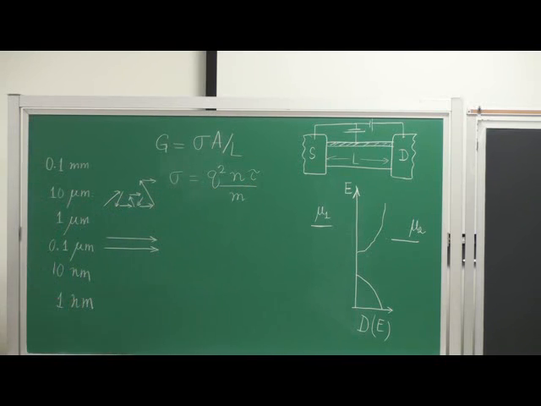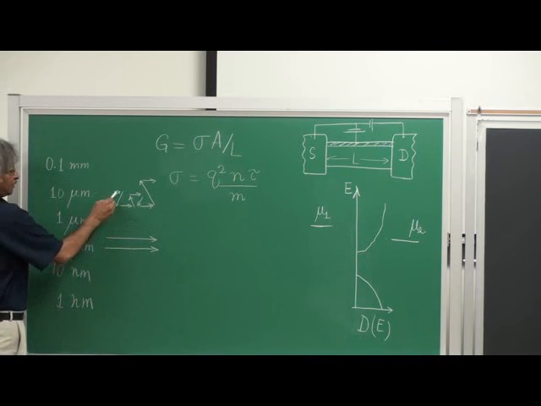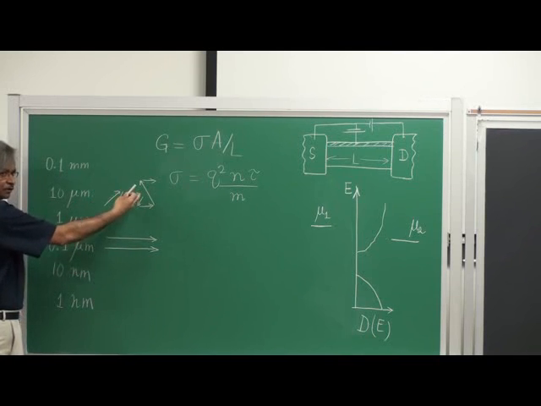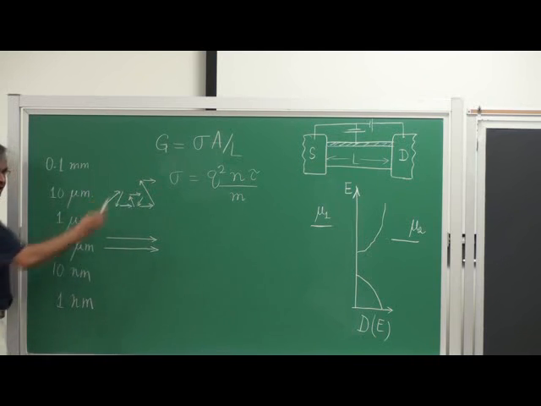Because the picture people have in mind is that when an electron goes through a device, it goes a little bit one way, turns around, goes the other way, turns around, and so on. This is the diffusive motion we usually talk about. And the mean free time is how long it goes before it scatters.